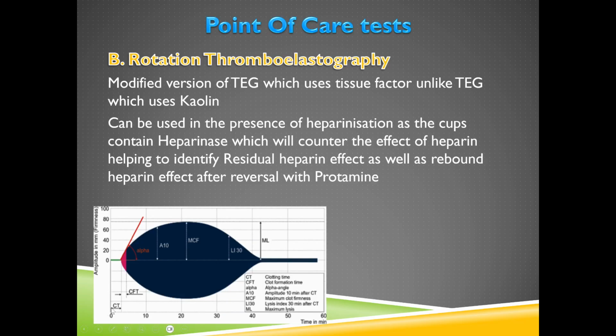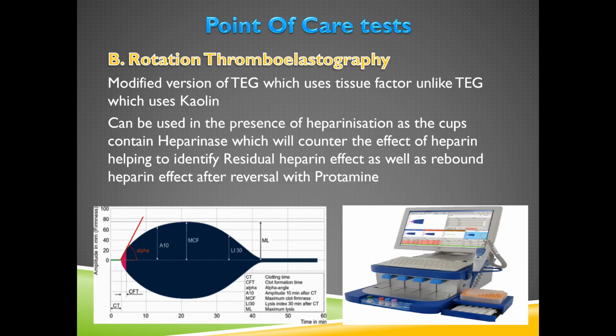And the graph that you get is also more or less the same thing, but instead of the R time, you have the clotting time, and you have the clot formation time, and again you have the alpha angle. Then you have the amplitude at 10 minutes and maximum clot firmness. Then you have lysis at 30 minutes and maximum lysis level. So a small change here is there is no R time, it is CT, clotting time. And the alpha angle is present here also. And instead of K time, you have the CFT, clot formation time. So these are the small differences between the TEG and the ROTEM, and this is how the machine looks like.